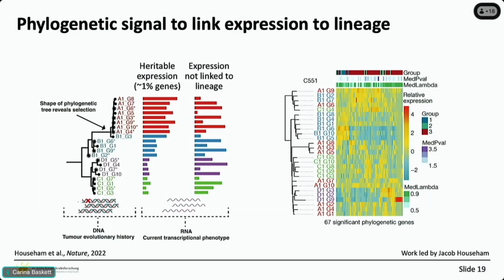And actually, we found very little evidence for heritable expression of genes. We actually saw that a lot of genes were not really explained by the phylogenetic structure, which kind of led us down the road of investigating plasticity in cancer cells and how their expression patterns can change regardless of their genetic background.